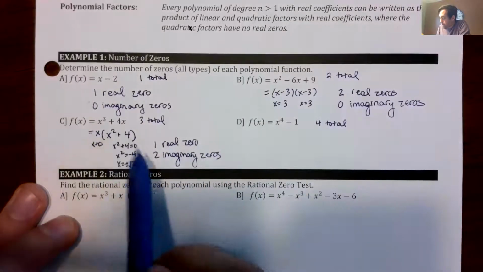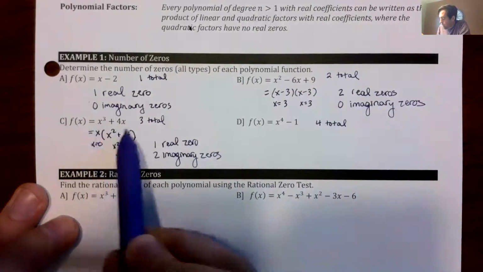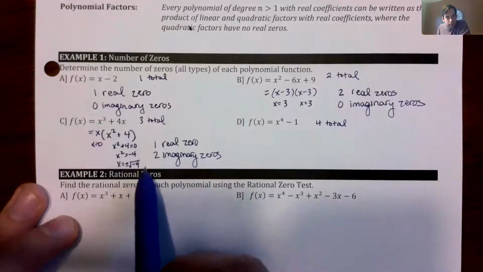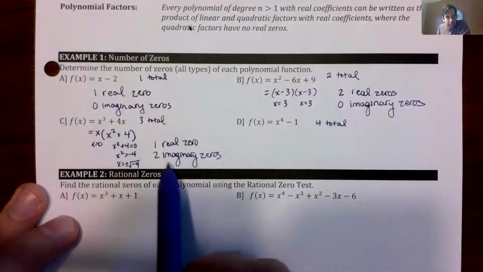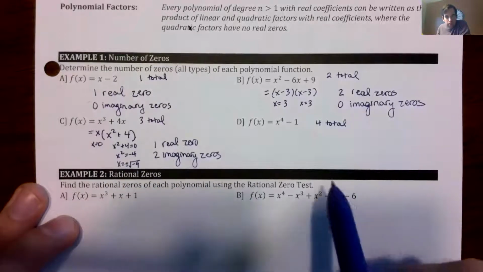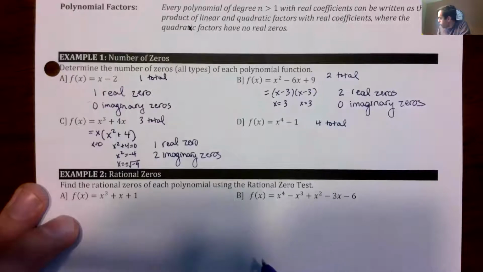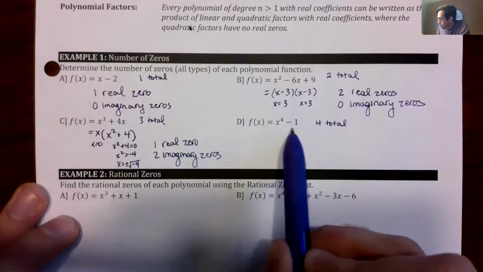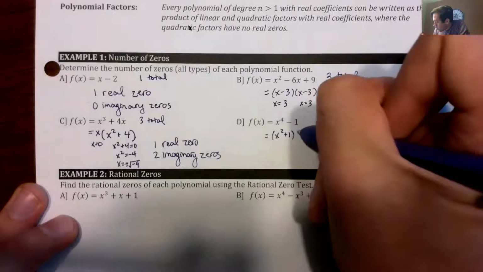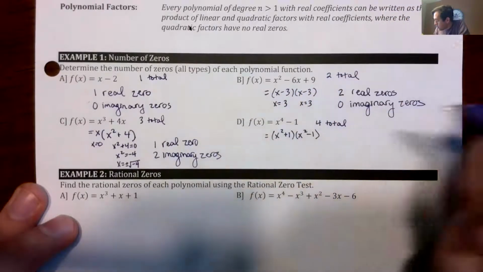So if we looked at this graph, we would go through the x-axis at x equals 0, and that's the only time. This would not be represented visually on the graph, but these are imaginary zeros that are still making this an x cubed. Let's take a look at letter D. We have 4 total. This is actually a difference of squares, so we can break it down into x squared plus 1 and x squared minus 1, right?